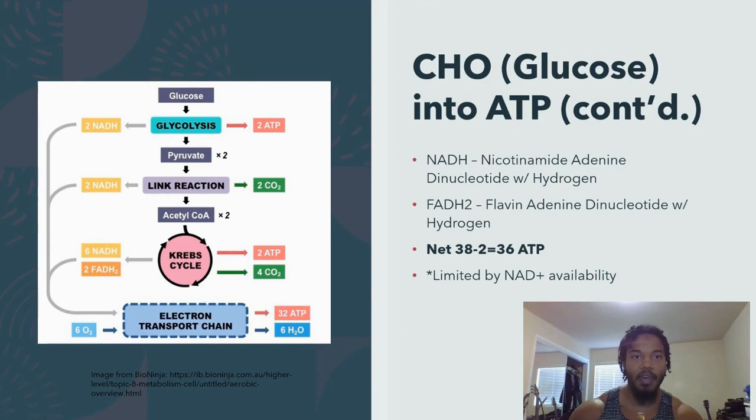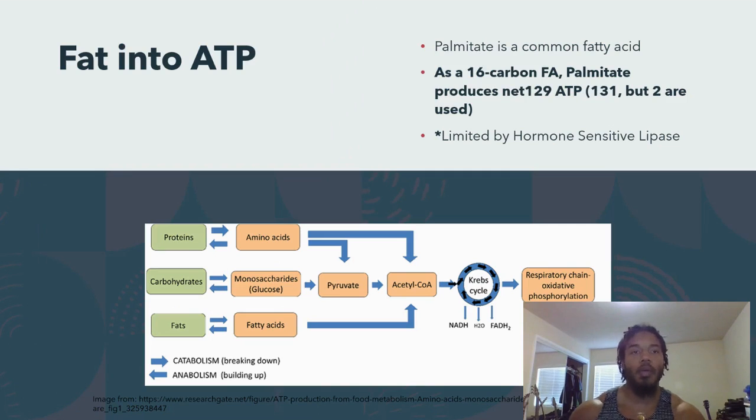Cool. So on to fat. Besides carbohydrates, another great source of ATP is fat. ATP, I didn't address this in the last slide, is adenosine triphosphate. That's what I'm always referring to. Palmitate, which is what we're going to talk about here, is a very common fatty acid. It makes up about 20 to 30% of the fatty acids in the human body. So it's a pretty large amount considering how much fat we actually have on us.